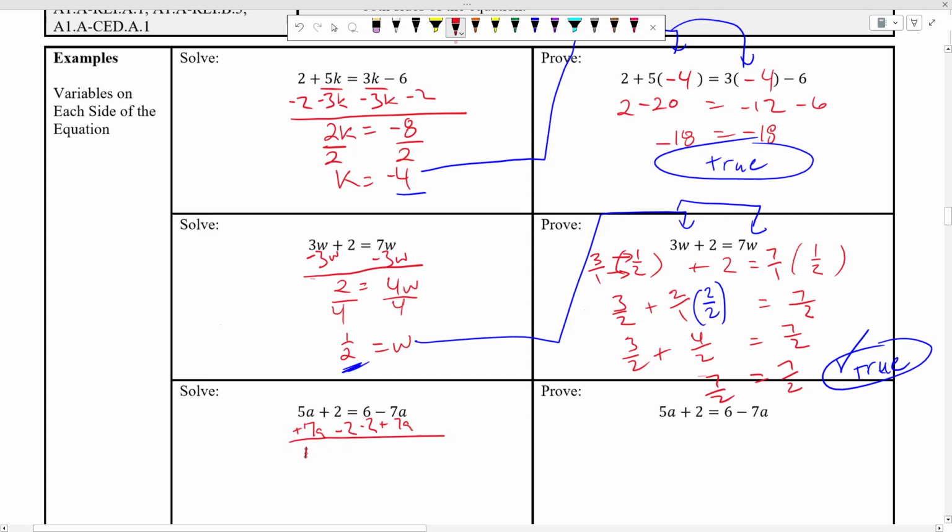So let's see. 12a equals, let's see, that becomes 0. That becomes 6 minus 2 is 4. And then minus 7a plus 7a, that becomes 0. So now I'm left with this. 12a equals 4. Divide by 12. I am now left with a equals 4 over 12. Or if I reduce, there's a common factor of 4 between these two items here. And if I reduce, that simply leaves these 4's to cancel, and I'm left with 1/3.